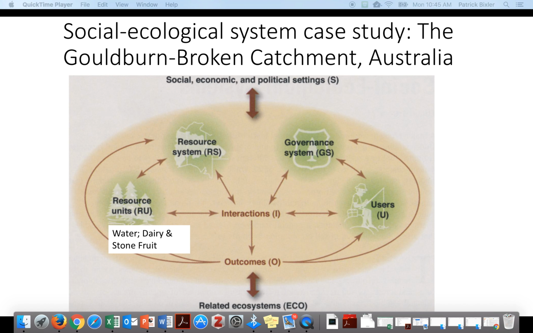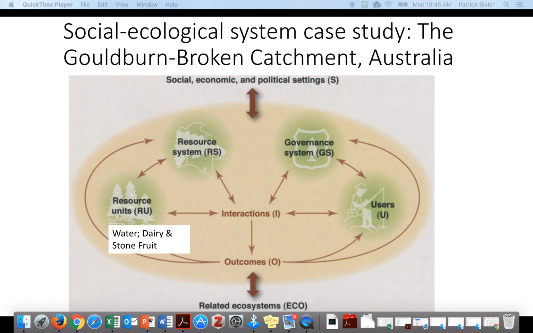But then also an important piece of this governance system is a centralized command and control that in the 1950s constructed the Eildon Dam as an attempt to make the water supply, the water resource, more predictable. But those interactions across the 30s, the 40s, the 50s, the 60s of the resource units, the resource system, the governance system, and these users led to a series of interactions.